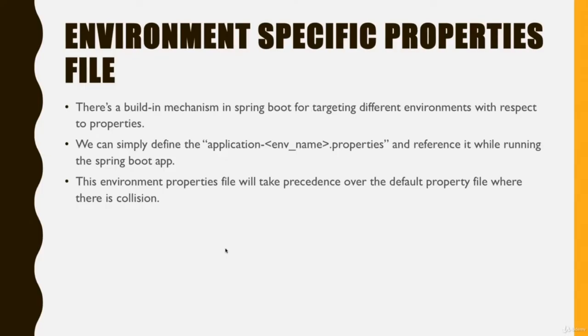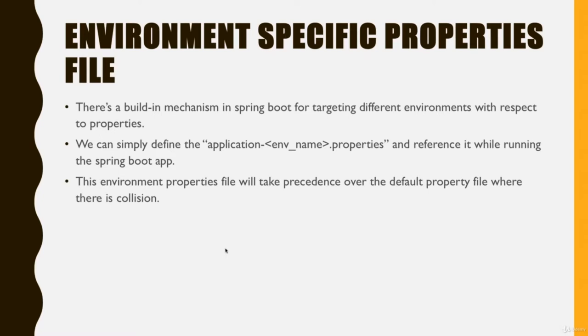Let's go through a few bullet points about environment-specific properties. In Spring Boot, there is a built-in mechanism for targeting different environments. When you're using a .properties file, you simply say application-anyname.properties. That name can be any environment: QA, prod, stage, pre-prod, or any other. When you run your Spring Boot app, you reference that property file using the spring.profiles.active command.